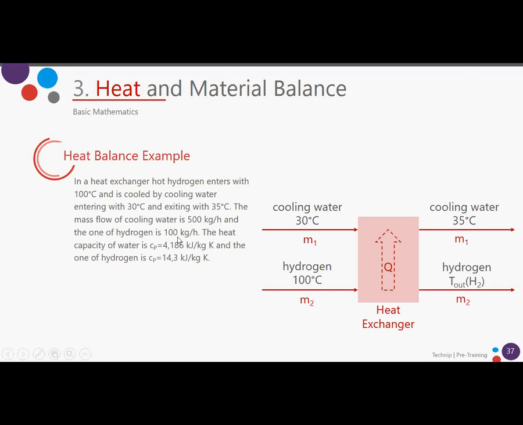In order to solve this problem, we also have to know the heat capacity. The heat capacity of water is 4.186 kilojoules per kilogram Kelvin, and that of hydrogen is 14.3 kilojoules per kilogram Kelvin.